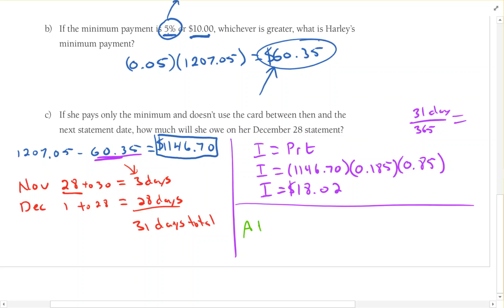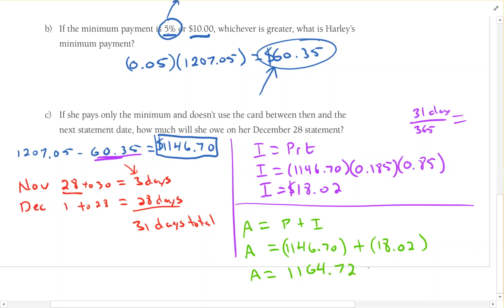So A is equal to P plus interest, right? So A is equal to our 1146.70 plus, and now what we just figured out in interest there, 18.02. So A is going to be equal to 1,164.72. All right, hopefully that went okay.